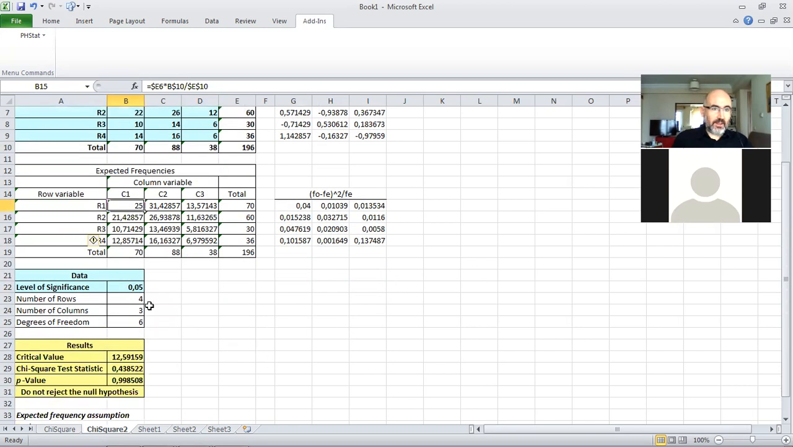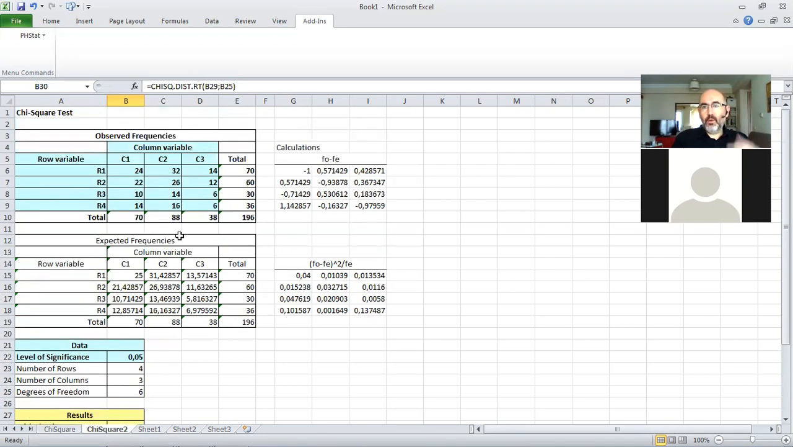Calculations are all given here. This time it's a 4 by 3. So 3 times 2 is 6 degrees of freedom, critical value, p-value, chi-square statistic. Okay. And basically, again, it's a do not reject the null hypothesis. So you can, again, use any number of rows and any number of columns with this PHStat functionality. Okay, let's come back here and I will upload this after class.